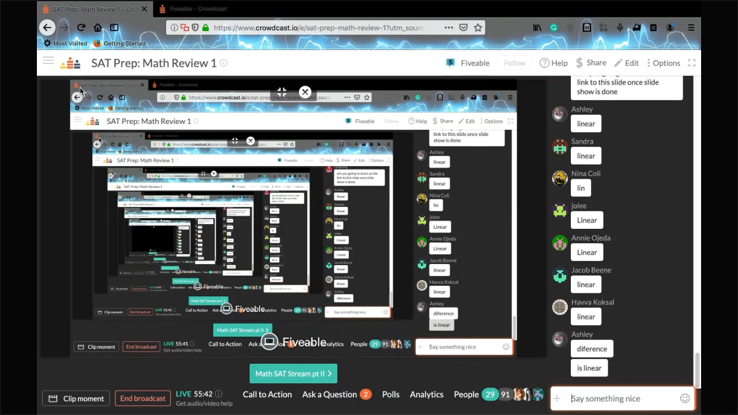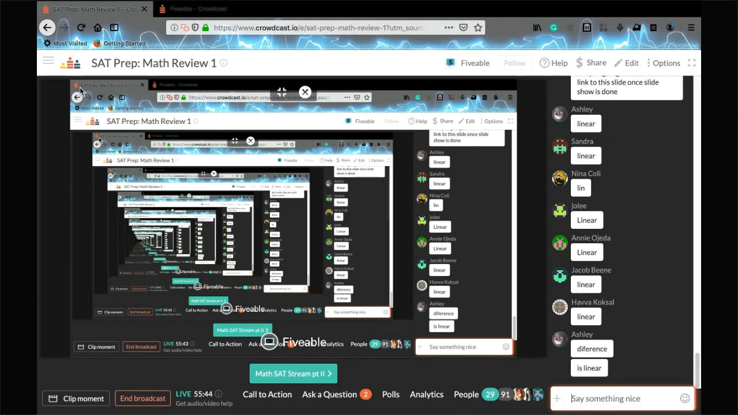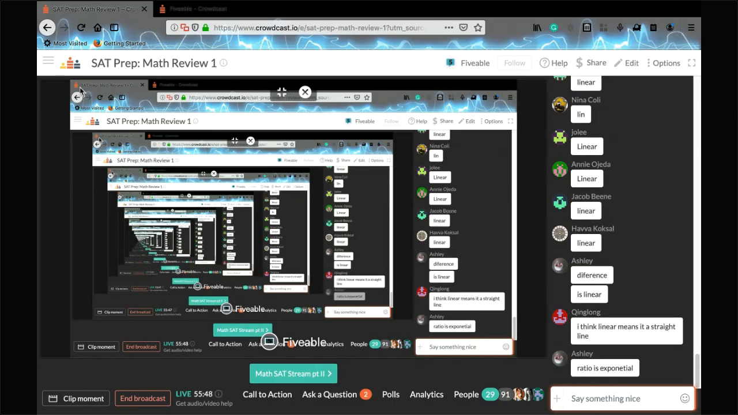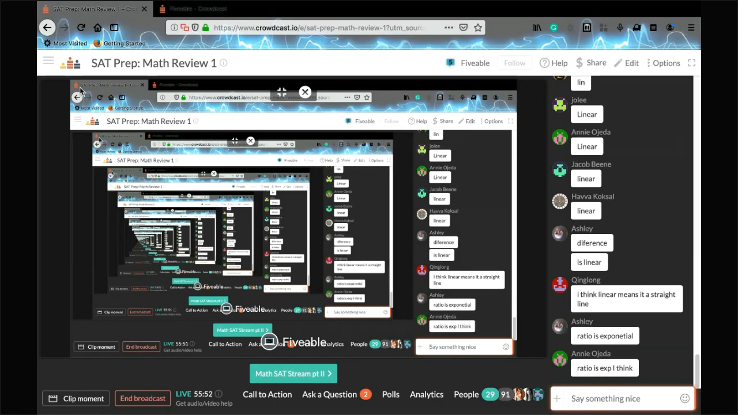So what difference is linear? All right, so we have one person saying difference is linear. Linear could mean ratio is exponential. We have two people saying ratio is exponential. Linear means it's a straight line.